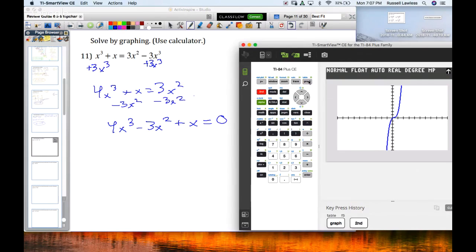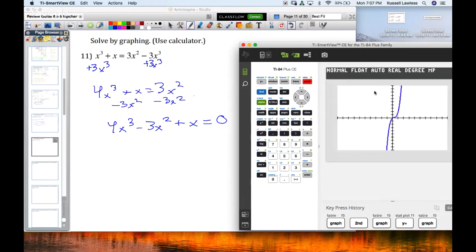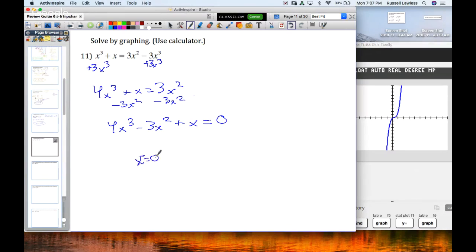To find this, we're going to go second table. And look, I can use the table to find wherever there's a 0 for y, that means there's a 0 for x. So that means the 0 is 0. You could also do the eyeball test, which is just looking, hey, it looks like it goes through 0. So x is going to be equal to 0. To continue to solve this more fully, what we can do is take this 0 and do synthetic division of our problem. So 4, -3, 1, and 0.